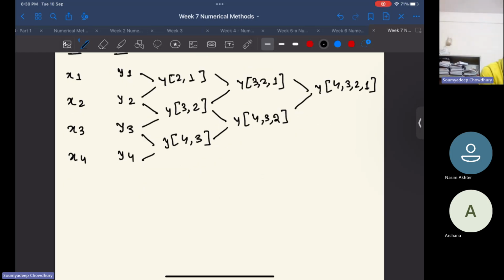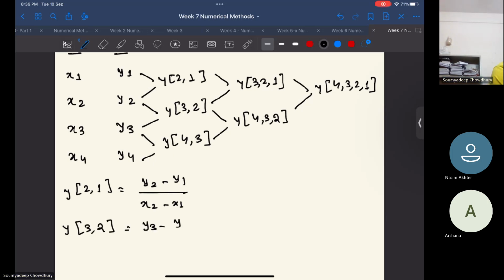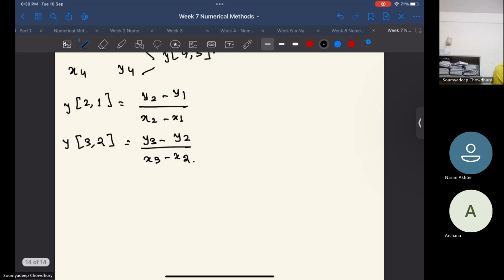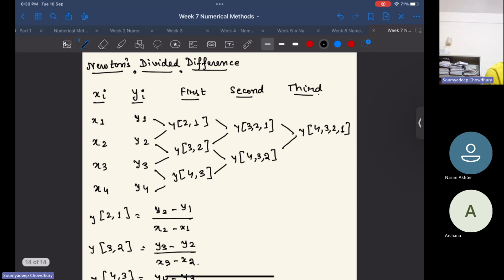So what are these? What is y of 2, 1? It is y2 minus y1 by x2 minus x1. Similarly, y of 3, 2. Similarly, you have y of 4, 3, right? y4 minus y3 by x4 minus x3. So these are the first order differences.